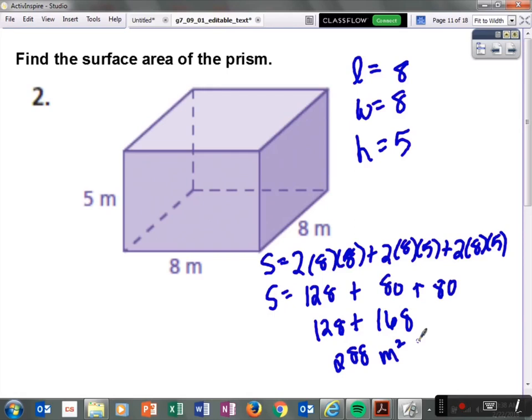Wait, why is this in the second power? Because it's still an area, so we're finding the area of each one of these sides. And area is length times height. So anytime we're multiplying two things, it becomes a square. And then we're adding all the squares together so it stays square. Once we do volume, we'll be multiplying 3 things together, so instead of a square, it'll become a cube. So this is a cube? No, because we're not finding the volume.